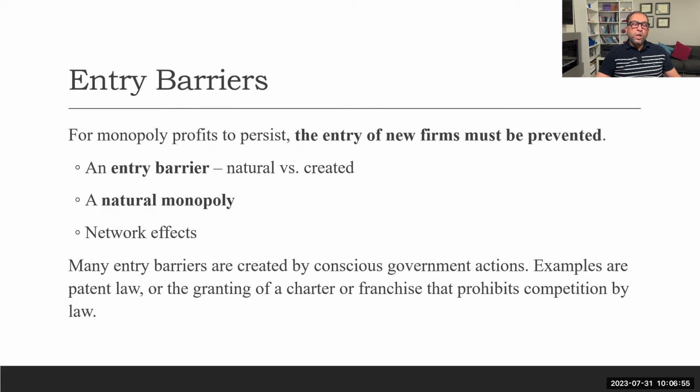But there are other monopolies which are created by the society or by the government. So these are called government created monopolies. And what is the reason for creating them? The patent laws, copyright laws, or franchise, and all these things are monopolies created by the rules and regulations.